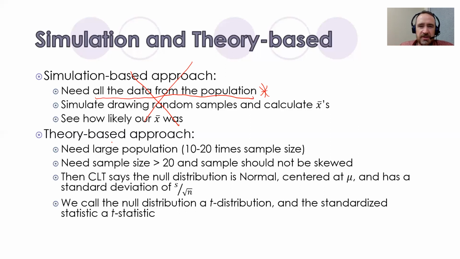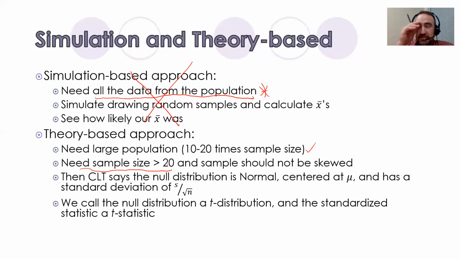Now, for a theory-based approach, there are a few things we need. We need to have a large population, and for the most part, we're always going to have that. We also need to have a sample size greater than or equal to 20, and the sample should not be skewed. So these are the key requirements that we have to meet. We have to have a sample size that's bigger than 20. If you're right at 20, that's probably okay as well.